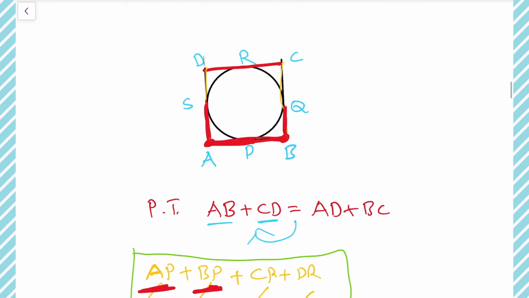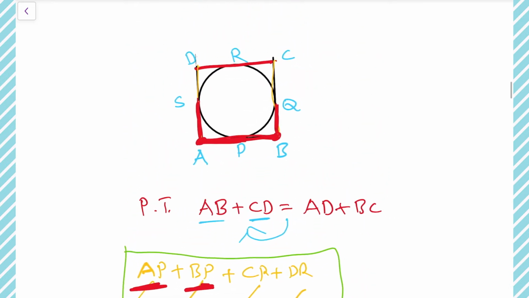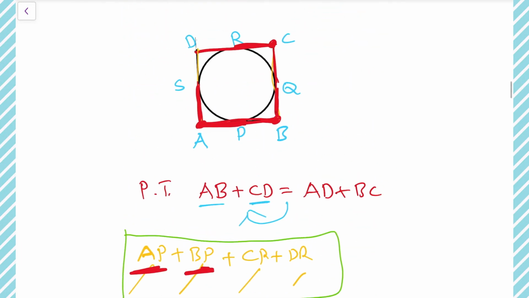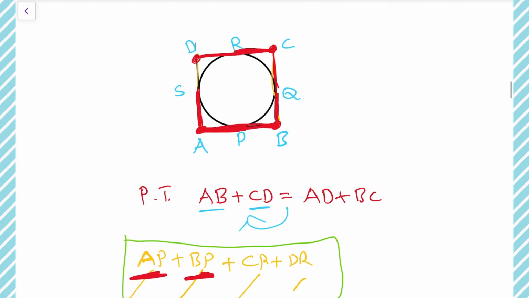Next point. If we take point C, point C is again outside of the circle, so CR is one tangent and CQ is another tangent, so CR is equal to CQ. Next, D is another point which is outside of the circle. So DR and DS both are tangents again. So DS is equal to DR.